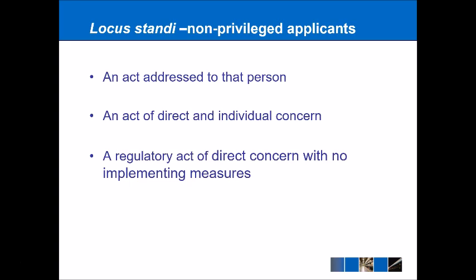Firstly, which is pretty obvious, an act addressed to that person. So if a person has had a decision made against them in particular, then they can apply for judicial review, and there's not really any problem with that one, but it doesn't come up too often in the context of European law. The second one is probably the most controversial, an act of direct and individual concern, and we'll look at that on the next slide. And then we'll also look later on at a regulatory act of direct concern with no implementing measures.